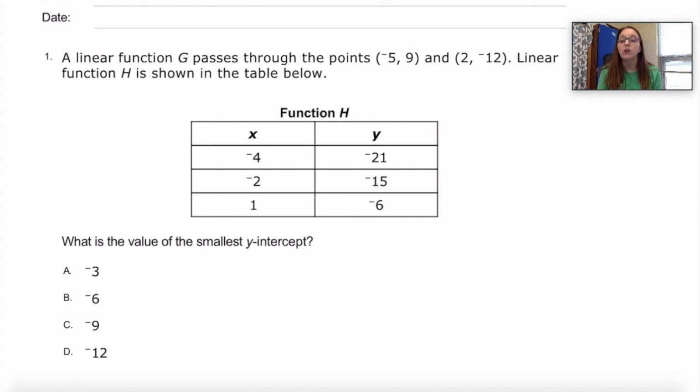So, the first problem: a linear function g passes through the points (-5, 9) and (2, -12). Linear function h is shown in the table below. What is the value of the smallest y-intercept?